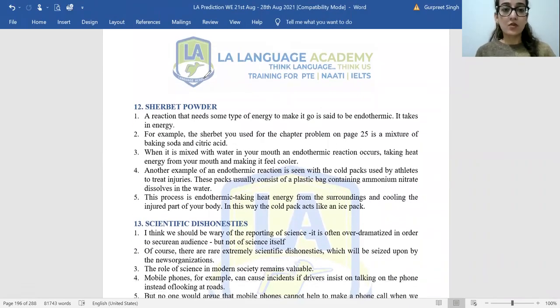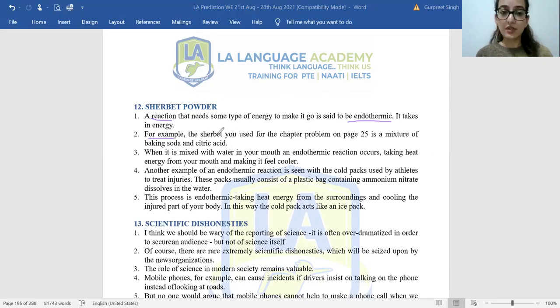12th one, sherbet powder. So this one says a reaction that needs some type of energy to make it go is said to be endothermic. So what we have is a definition. What is an endothermic reaction? It is this that needs energy to make it go. It takes in energy. So definition comes first. For example, so definitely cannot be the first one, because example needs explanation. So they say, for example, the sherbet you use for the chapter problem on page 25 is a mixture of baking soda and citric acid.